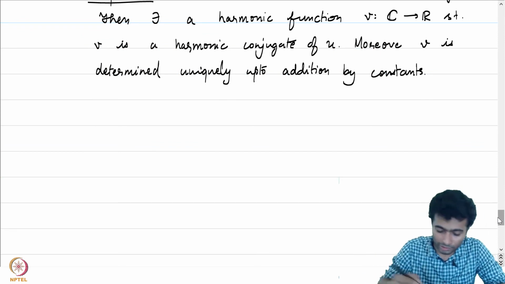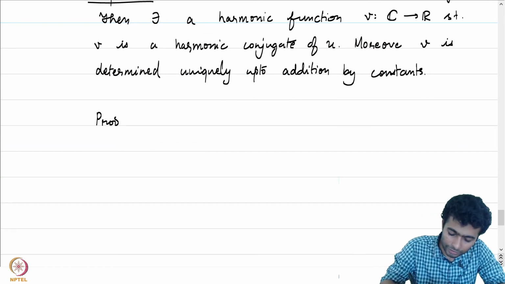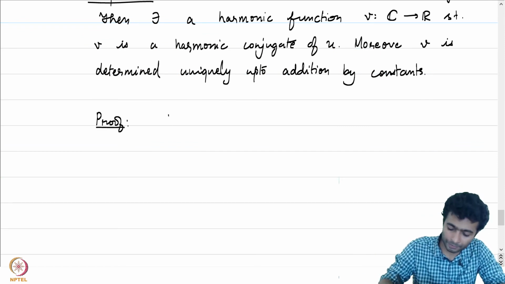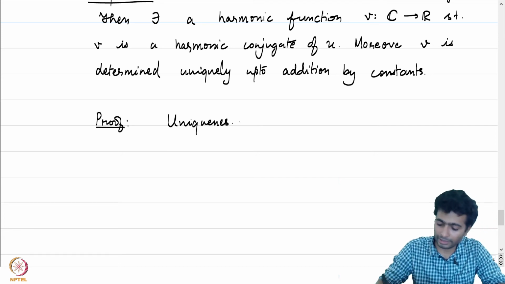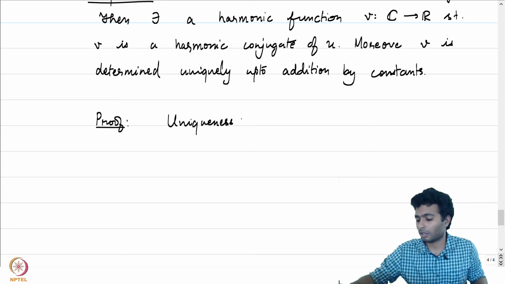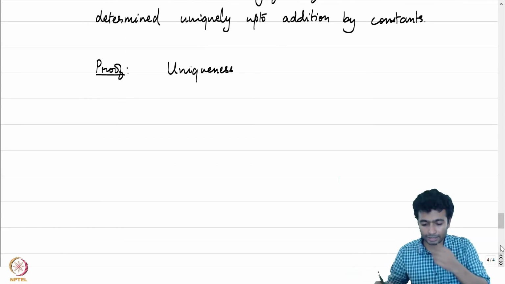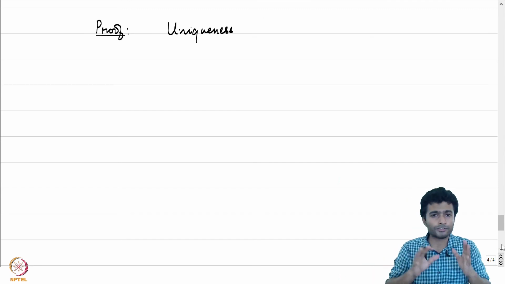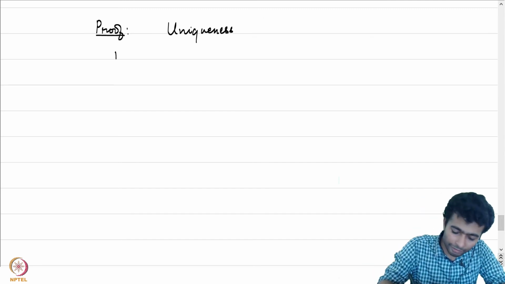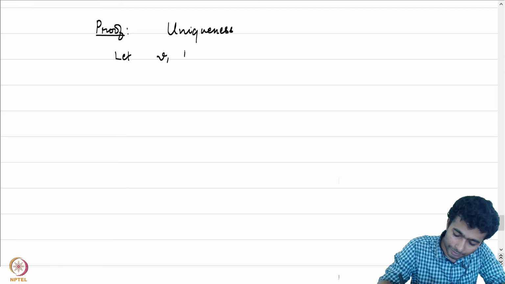Let's give a proof of this statement. We will first prove the uniqueness part. The uniqueness tells us that if there are two harmonic conjugates, then their difference is a constant. Let's focus first on one harmonic conjugate. Let V1 be a harmonic conjugate.